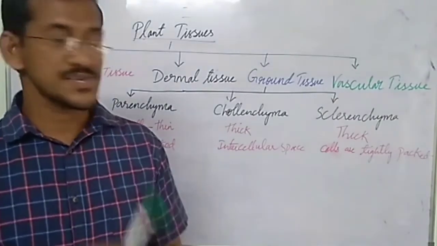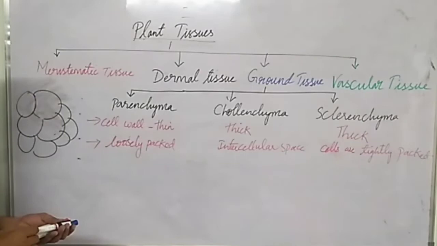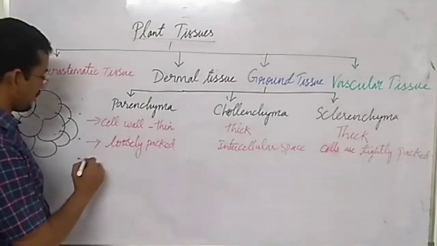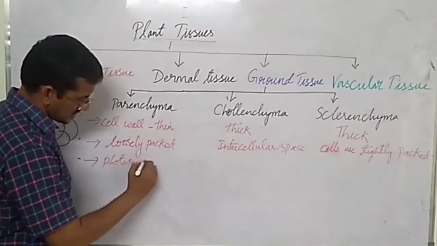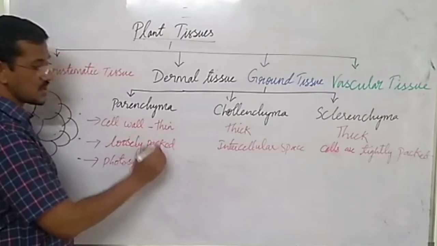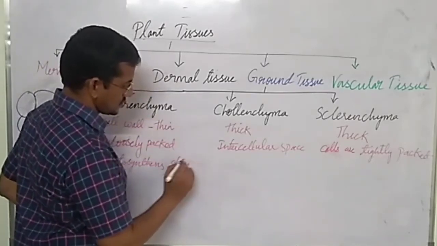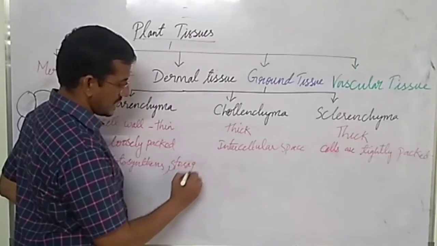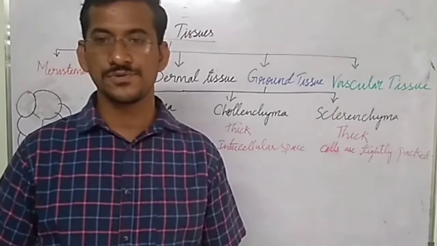Now let us see the function. Parenchyma help in photosynthesis. They also help in storage. They help in storing air, water. Understood?